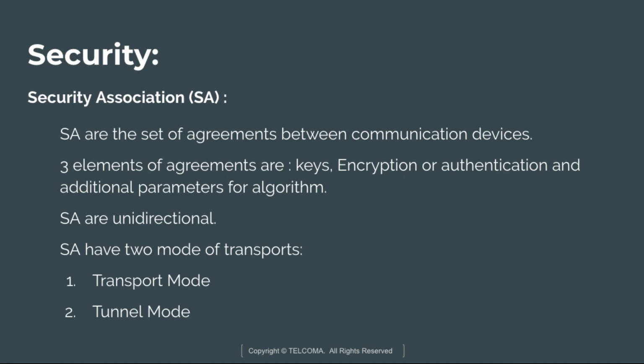After that, tunnel mode. This is a mode where the SA is made between two security gateways, like a firewall. Here the whole packet, including the original IP header, is encrypted or authenticated by encapsulating it into a new header. This is the foundation of VPN, that is the virtual private network. So these are the two modes of SA, that is transport mode and tunnel mode.